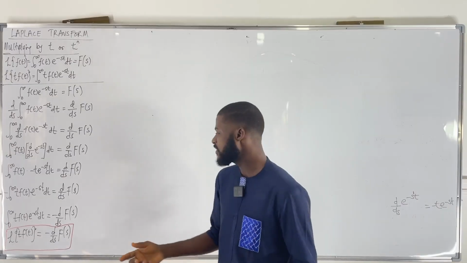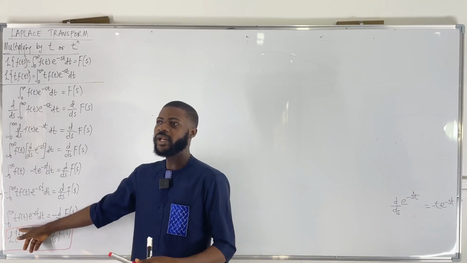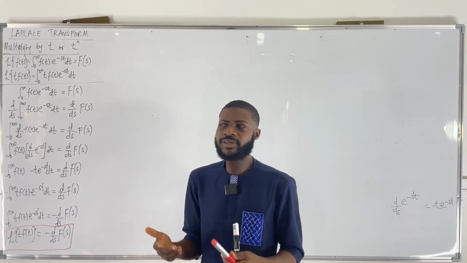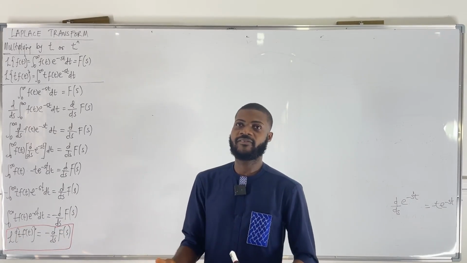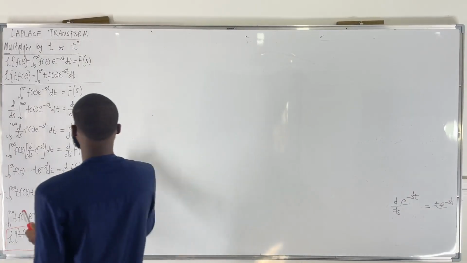But then, this is just t to the power of 1. What if it was t squared? What if it was t cubed? What if it was t to the power of maybe 7 or something? What do we then do? And here's the thing.